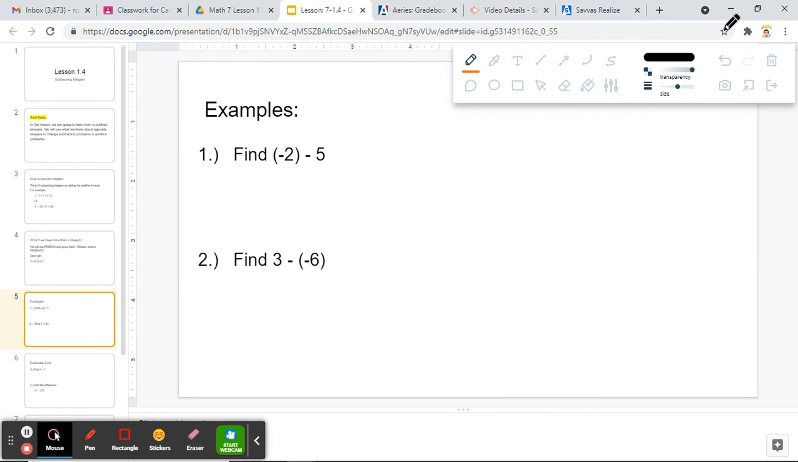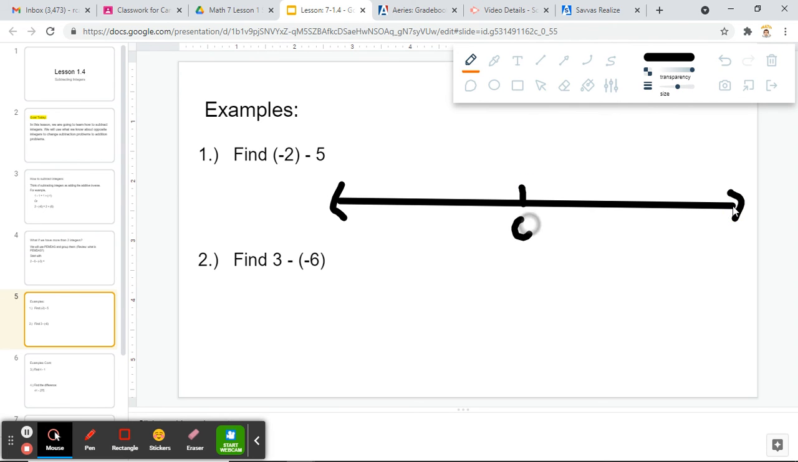All right, so let's do some more examples here. We have negative 2 minus 5 and 3 minus negative 6. I want to talk about these using a number line as well. So let's draw ourselves a quick number line. If I were to have these numbers on a number line here, let's think about which way we'd be moving with them, right?